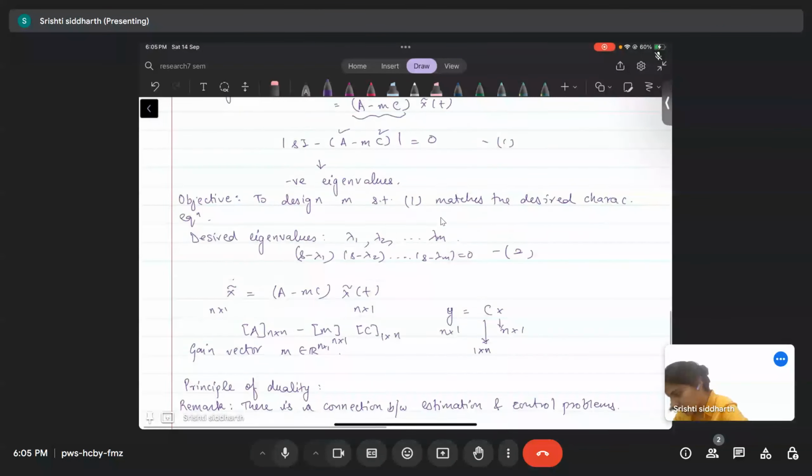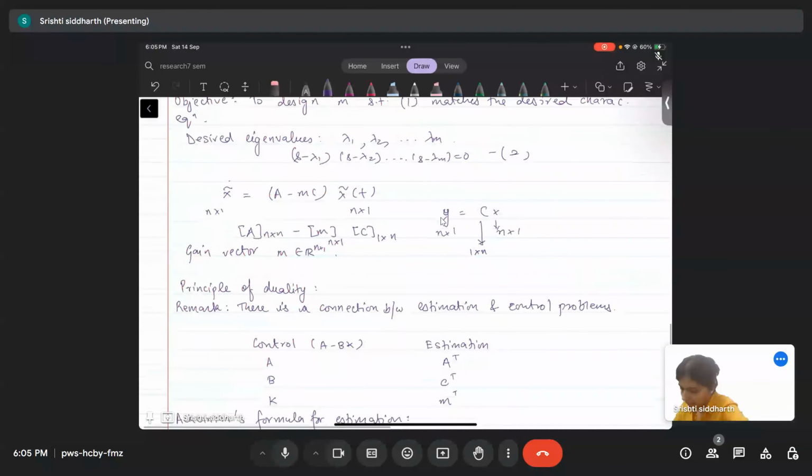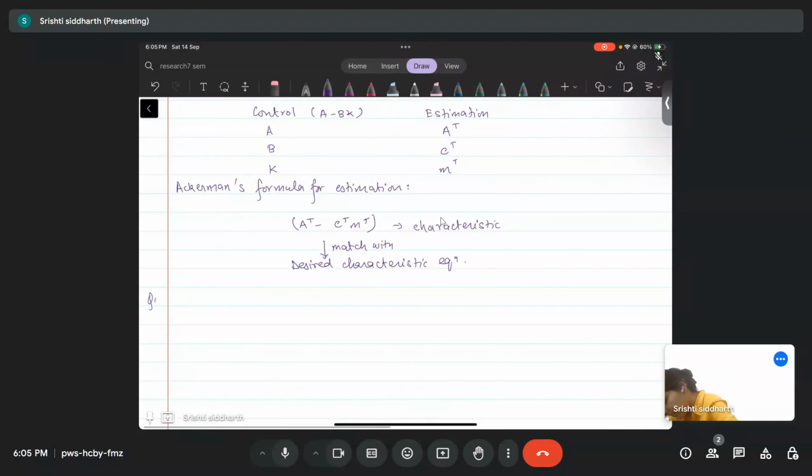Okay, so this is the second question. Alright, so we have observer design by matching coefficients. Okay, let's see.